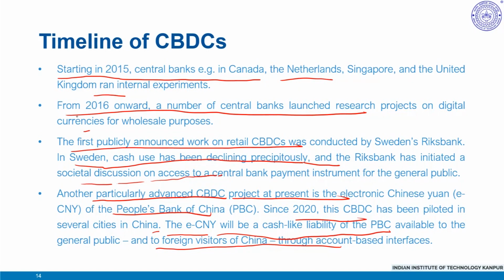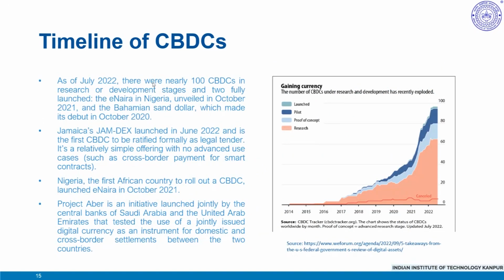The Eastern Caribbean Central Bank (ECCB) launched its Dcash in March 21. Dcash is distributed by licensed financial institutions and used for financial transactions between consumers and merchants, as well as in people-to-people P2P transactions. At present, around 87 countries, representing more than 90% of the global GDP, are exploring CBDCs. As of July 2020, there were nearly 100 CBDCs in research or development stages and two fully launched: the e-Naira in Nigeria unveiled in October 21 and Bahamian Sand Dollar, which made debut in October 2020.